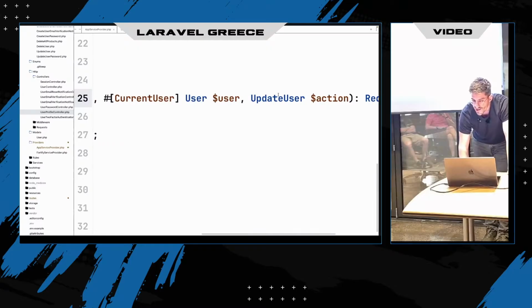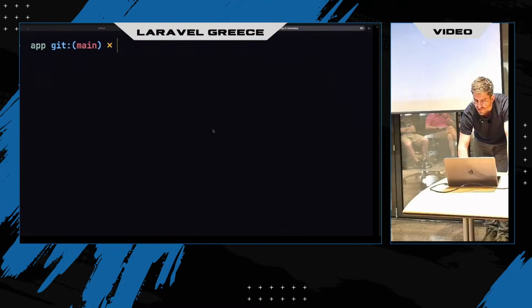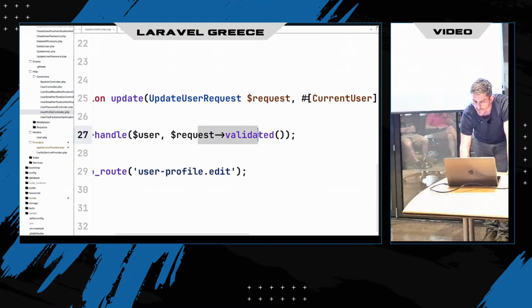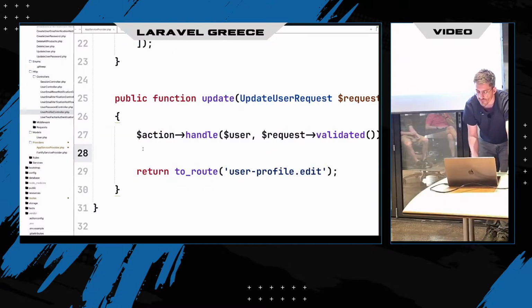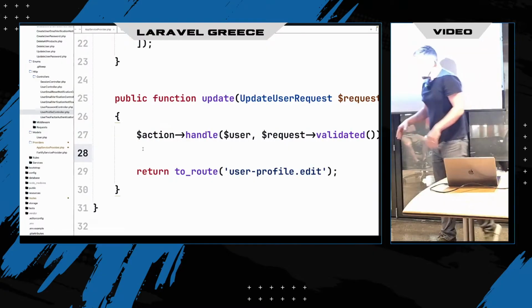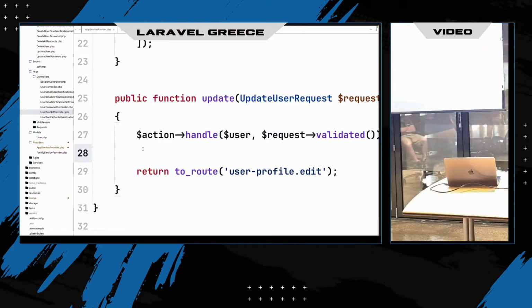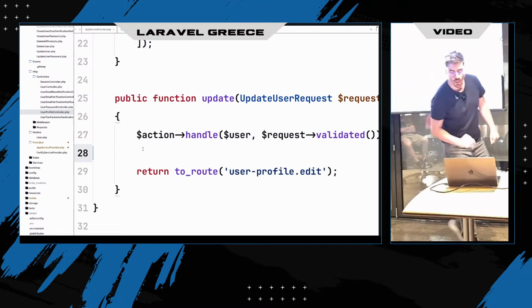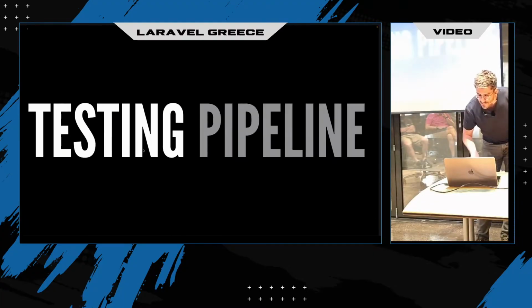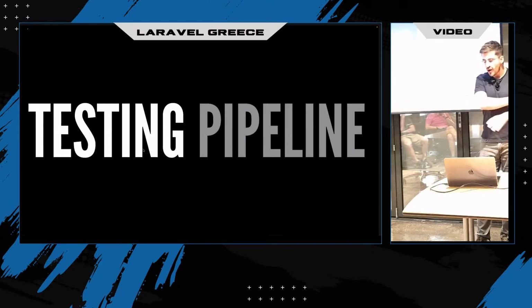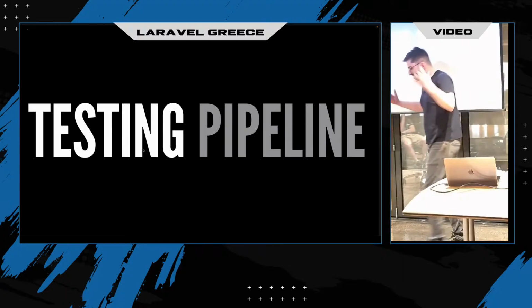I always use actions, and then I proxy the validated information from my form requests to the actions themselves. This is super important, and at the end of this presentation, I'm going to do a demo so you guys can see all of the stuff I'm talking about in practice. So this is conventions and why they are important. Now, let's jump into my favorite topic on the planet, which is the testing pipeline.